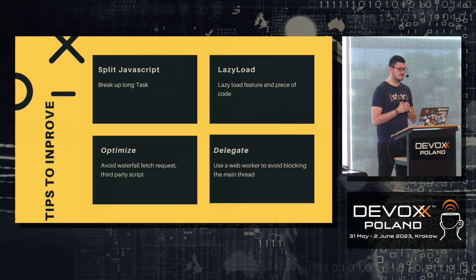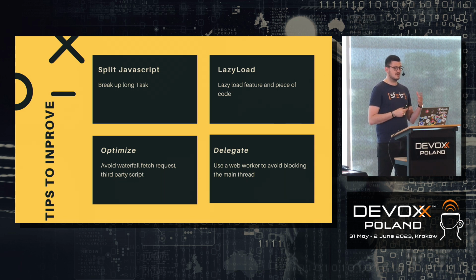So how to improve some FID problems? First, split JavaScript. Avoid long tasks or break them up. Then, lazy load features and pieces of code. It's now very easy to do that. Thanks to the frameworks, you can easily lazy load your features, so abuse it. And thanks to ECMAScript modules, you can lazy load some pieces of your JavaScript code, so do it.